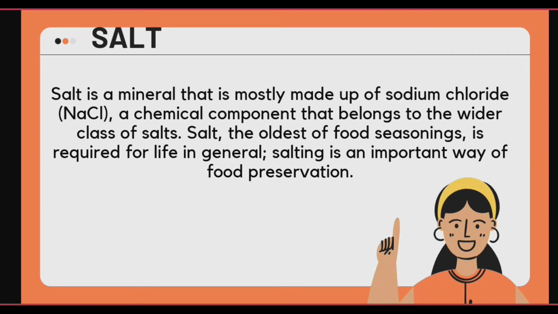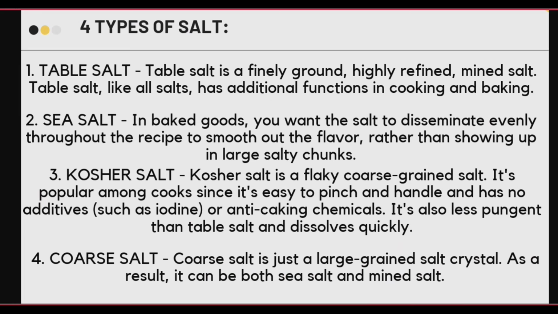The last ingredient is salt. Salt is a mineral that is mostly made up from sodium chloride, a chemical component that belongs to the wider class of salts. Salt, the oldest of food seasonings, is required for life in general. Salting is an important way of food preservation. There are four types of salt. Table salt. Table salt is a finely ground, highly refined, mined salt. Table salt, like all salts, has additional functions in cooking and baking.